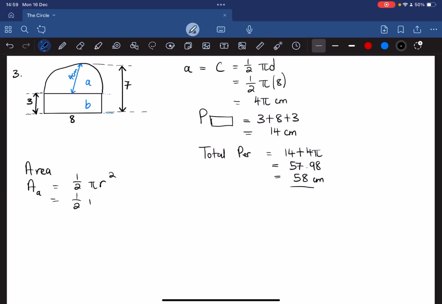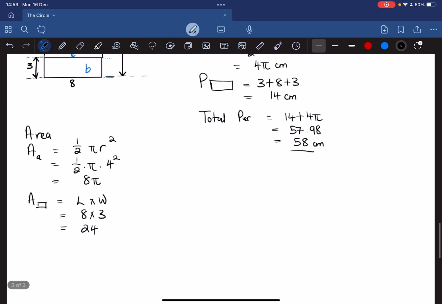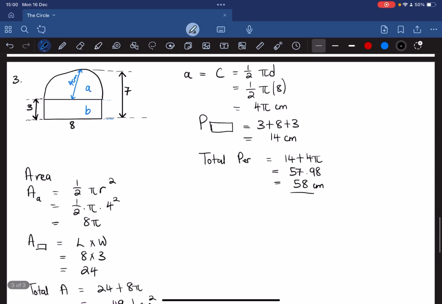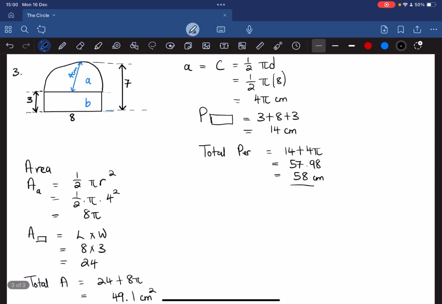And we get half multiplied by pi multiplied by the radius, which is 4 squared. Multiplying this, I get 8 pi. And then the area of the rectangle is going to be length times width, which is equal to 8 times 3, and we get 24. Now, the total area is going to be 24 plus 8 pi, and we get 49.1 square centimeters, which is our area for this shape that we have in example number 3.